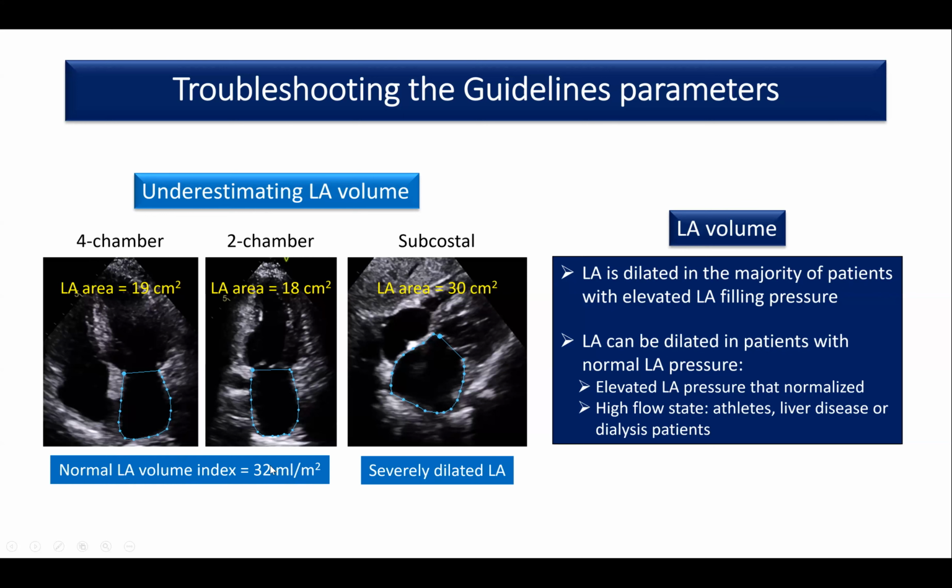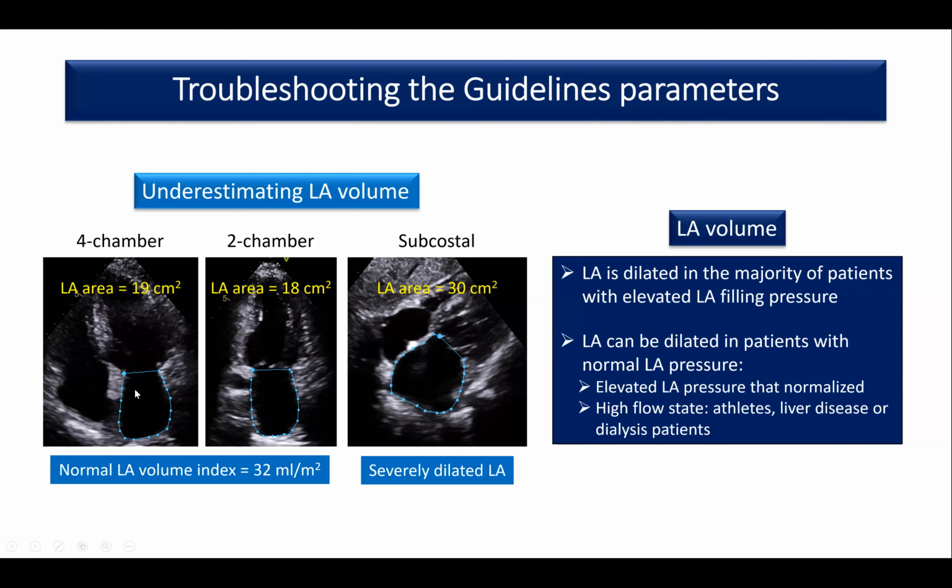However, if you look at the subcostal window, the left atrium is very large. The left atrial area is 30 square centimeters, which for sure will give us a severely dilated left atrium. So we went from having a normal left atrium from the 4 and 2-chamber views to having severe left atrial enlargement. And this is obviously the view here in the subcostal window that people in MRI use when they look at left atrial volume.